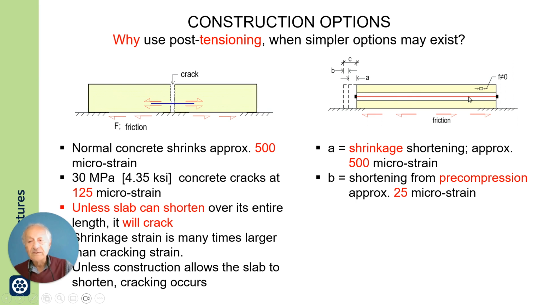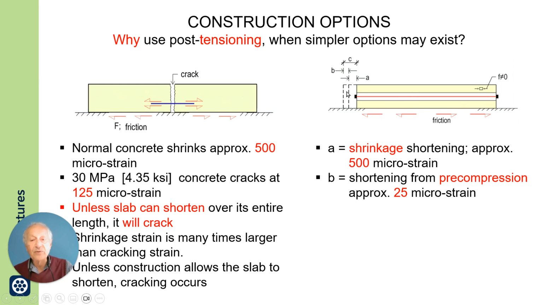Post-tensioning will result in pre-compression. Pre-compression will shorten the member. How much is it going to shorten? For the values that we use in industry, only 25 microstrain. But concrete is going to shrink 500 microstrain. So how can it prevent cracking? The only way it can prevent is if the slab is on rollers.